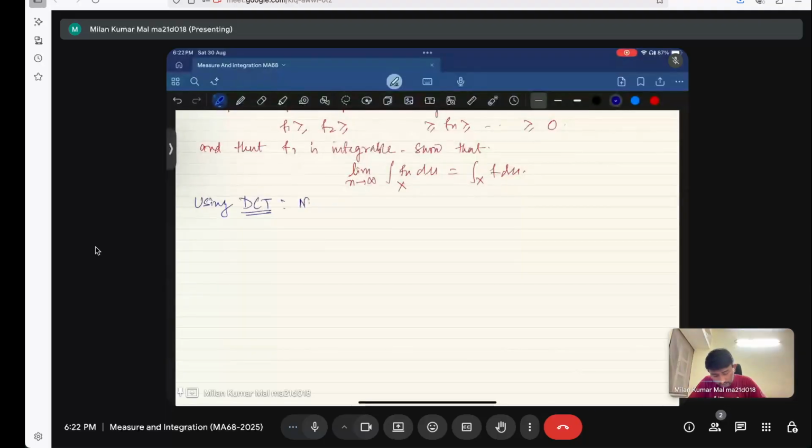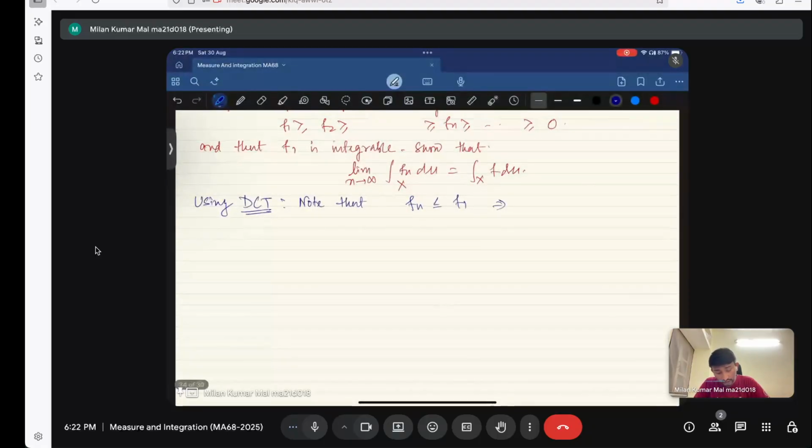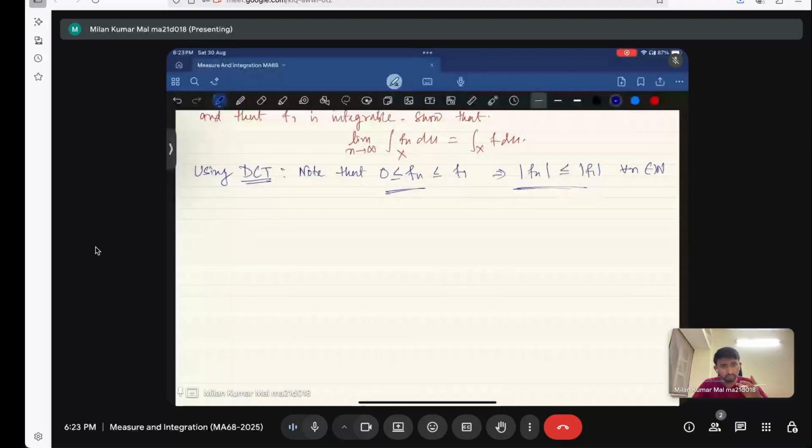So note that fn is less than or equal to f1. Okay, that is true. That means, and no, 0 is also needed, so that means mod of fn is less than or equal to mod of f1 for all n belonging to the natural numbers. This is happening because both of them are non-negative valued. As both are non-negative valued, fn less than or equal to f1 implies mod of fn less than or equal to mod of f1. Their mod is not making any difference; it is still the same.